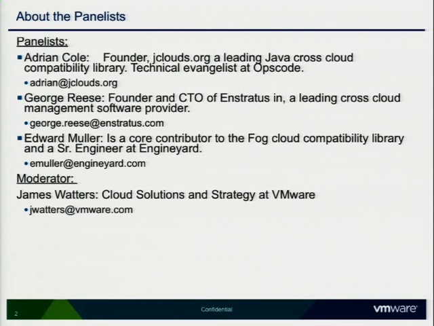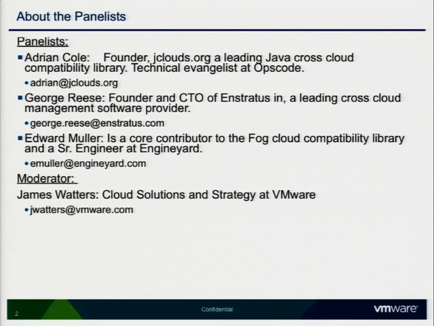That's the 1.0. And it's really exciting because these folks were working over the last year to give that feedback that created what 1.0 is today and to do early cloud deployments. So we have with us today Adrian Cole, who does a lot of stuff, founder of jclouds, works at Opscode, all-around hacker evangelist. Edward Mahler from EngineYard, one of the largest PaaS providers in the world, who uses vCloud. And George Reese, founder of enStratus, which is a great software as a service cloud management suite. And myself, James Waters from VMware, and I do cloud solutions and strategy there.